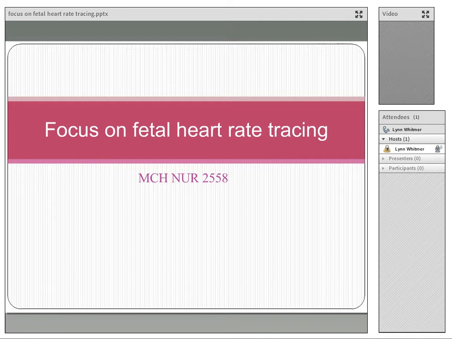Fetal heart tracing. This is an introduction into basic fetal monitoring.